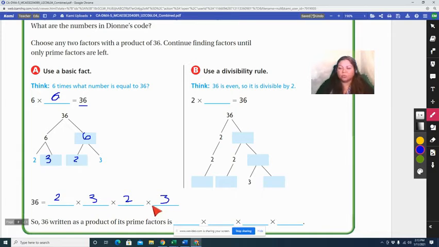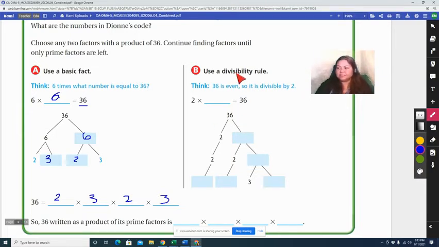Now when the question is asking you to write the product of its prime factors, you write all the repeated numbers. Okay, let's look at B. This is very important that you look at this and you can visualize this.